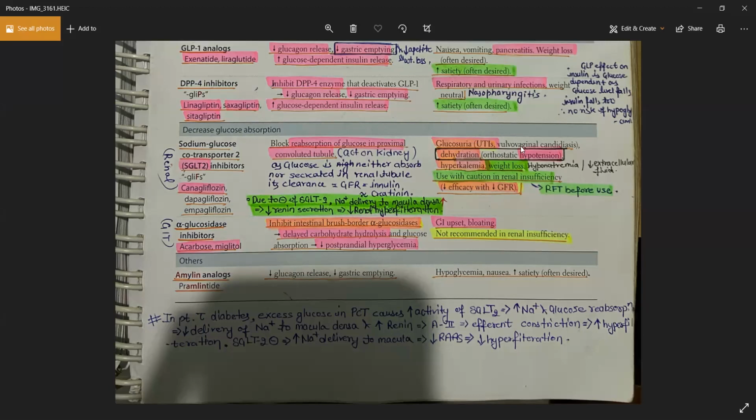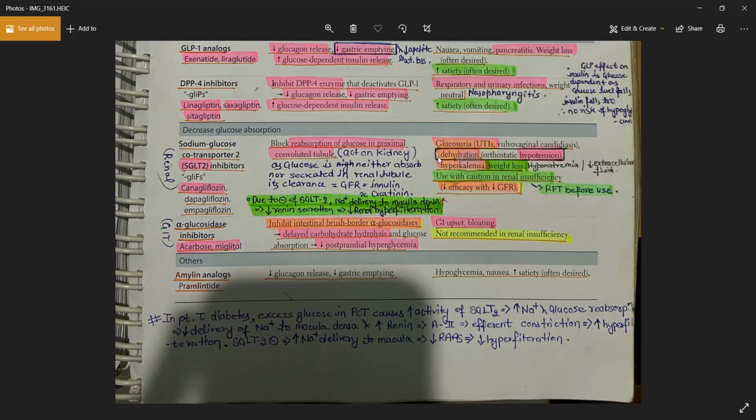They can cause a vulvovaginitis, which is by Candida. If you remember the microbiology lecture, we discussed how the candidiasis of vulvovaginitis can be due to high glucose, right? And the second thing would be the use of any antibiotic. So they can cause a UTI, and because of loss of fluid in the urine, they can cause dehydration. It can cause orthostatic hypotension. You can even have a hyperkalemia.